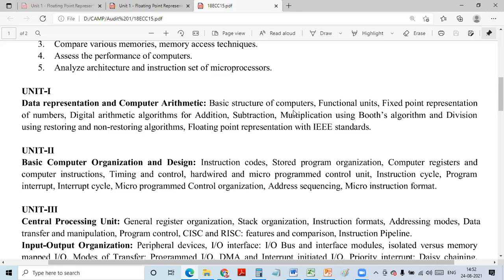Any repetition of the topic? Any topic you want me to repeat? I will repeat now. We have half an hour more time. Ma'am, can we do division algorithm, ma'am? Division algorithm. Restoring division or non-restoring. I want to do an example in each one of them. Example for each. Right? Yes, ma'am.